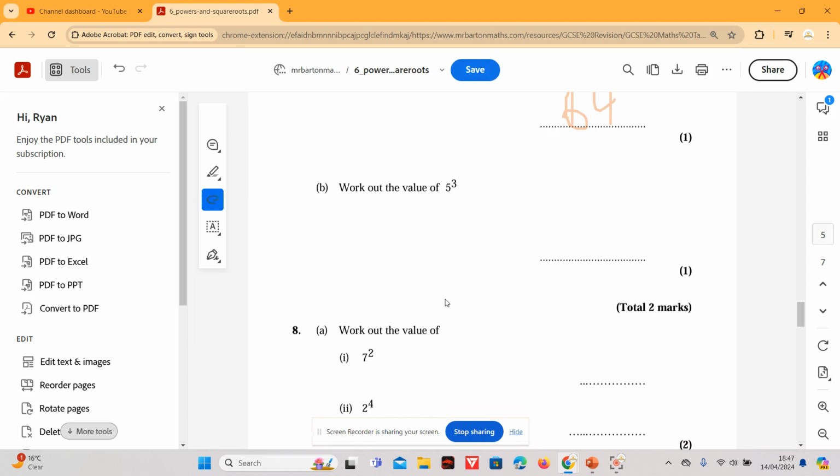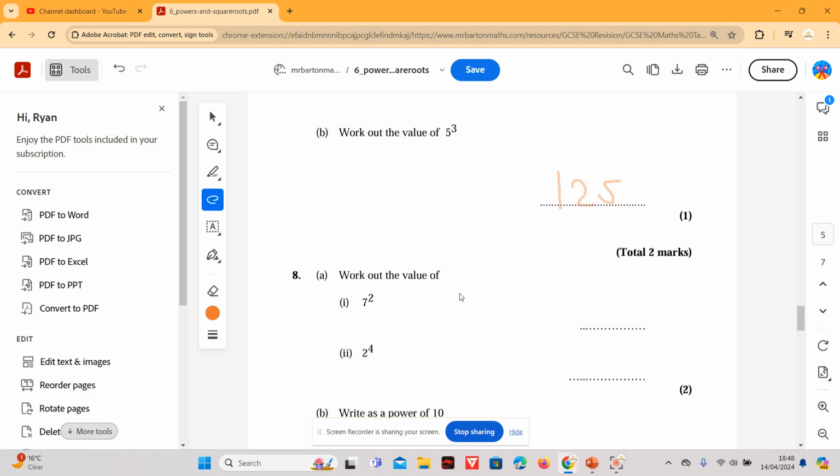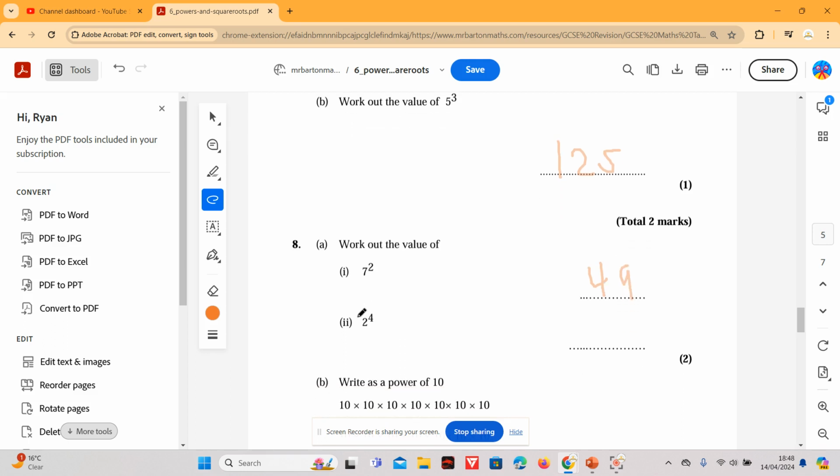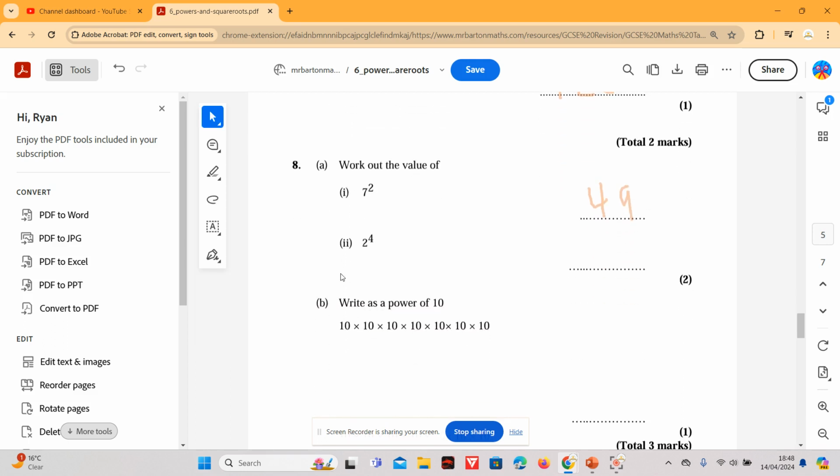Work out 5 to the power of 3, so that's just 5 times 5 times 5. Again, we've already done this question. It is 125. I'm not going to go through questions again, there's no point. 7 squared just means 7 times 7. If you know your 7 times table, you will get 49.